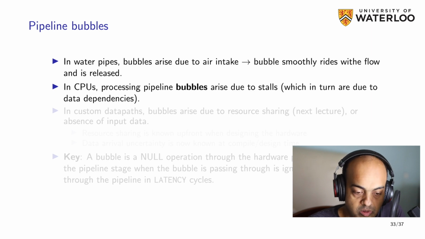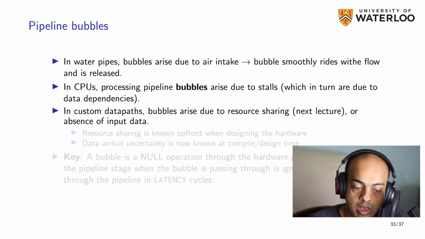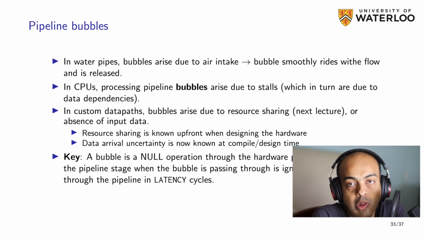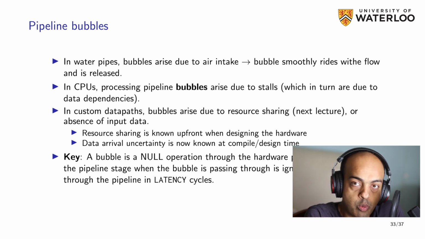So as we saw in CPUs, bubbles are due to stalls. In data paths, bubbles may be due to a variety of factors, but for now we will consider that it's due to absence of input data. A bubble is nothing but a null operation or a junk operation inside your hardware, and all you have to do is ignore it. It doesn't matter what's being computed, you just have to throw away or discard that data.